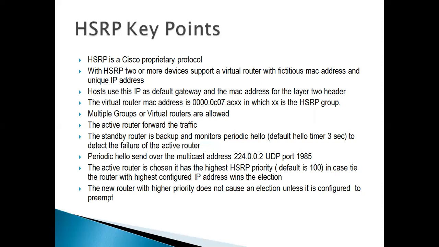In case of a tie, the router with the highest configured IP address wins the election. If we set the default priority on the routers while configuring HSRP, then the highest configured IP address on the physical interface wins the election. A new router with a higher priority does not cause an election unless it is configured to preempt. I'll explain what preempt is in my next lecture.